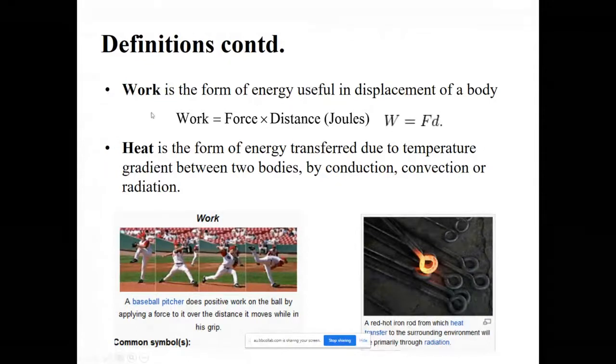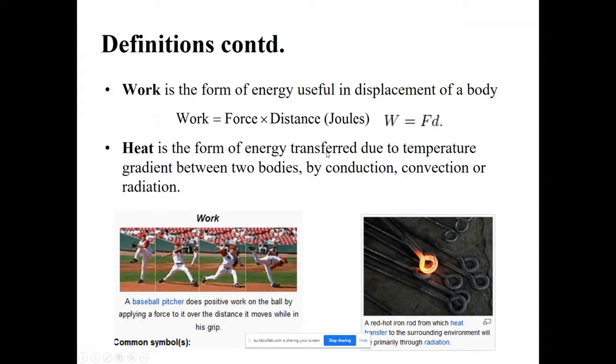And then this is work. Then what about heat? In fact, heat is the form of energy transferred due to temperature gradient. So at the beginning, we mentioned heat transfer. Heat transfer is heat transferred due to temperature gradients. Whenever there are any two bodies with a temperature gradient, there is a heat transfer. So heat transfer can be in the form of conduction, convection, or radiation.